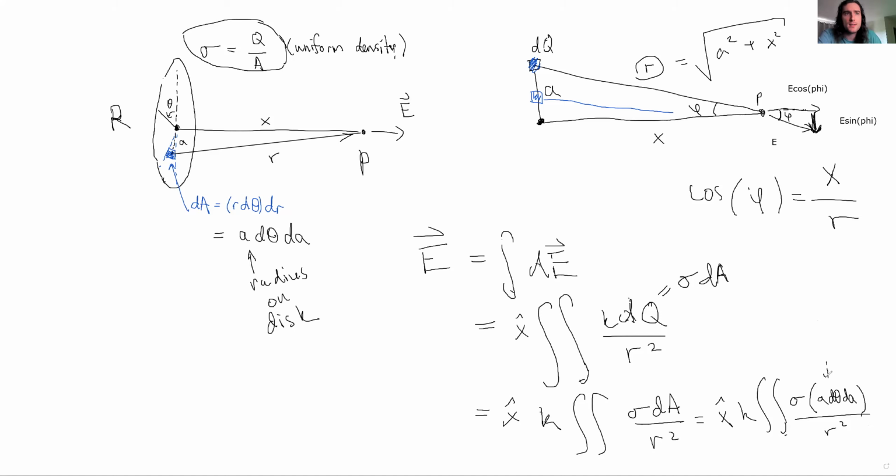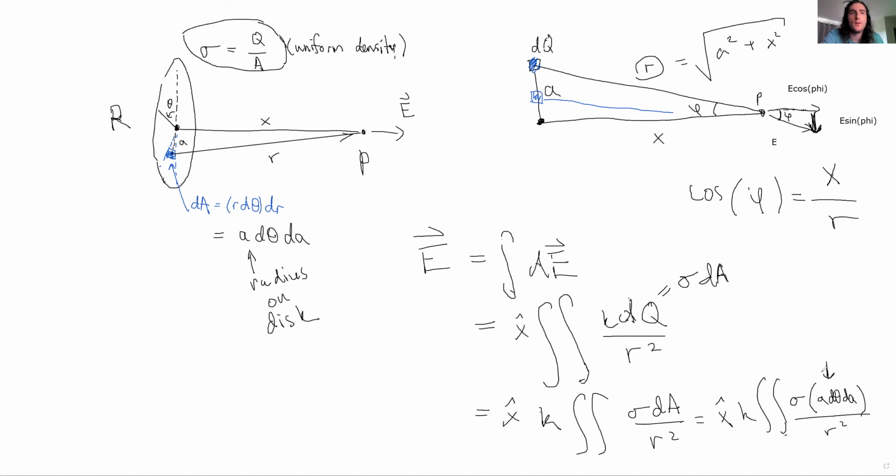Nothing in this problem depends on theta, so we might as well integrate over theta first. It doesn't matter if you integrate over a or theta first, because this integral is convergent. We were essentially integrating a constant over this distance r, which varies as the square root of a squared plus x squared. It's going to be squared in the denominator, so we're essentially integrating something like 1 over a squared.